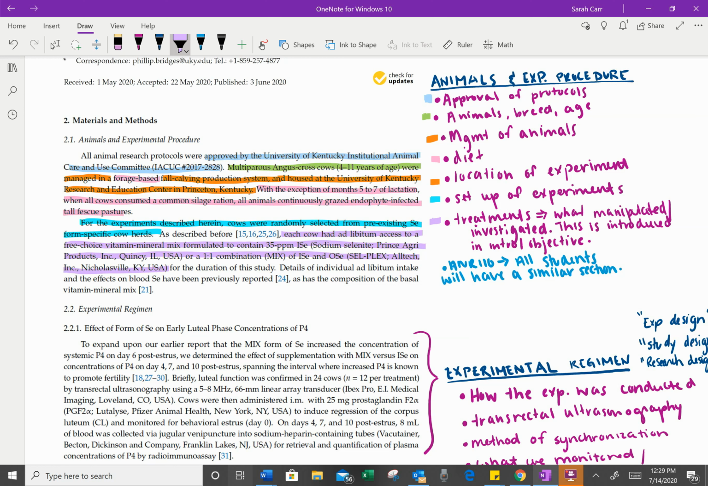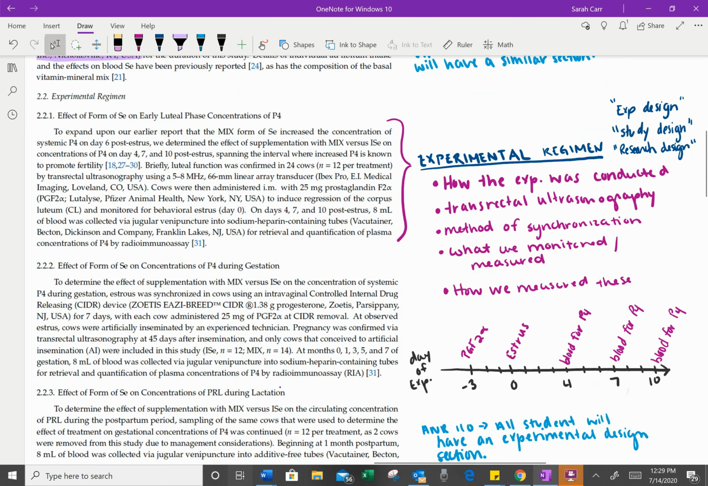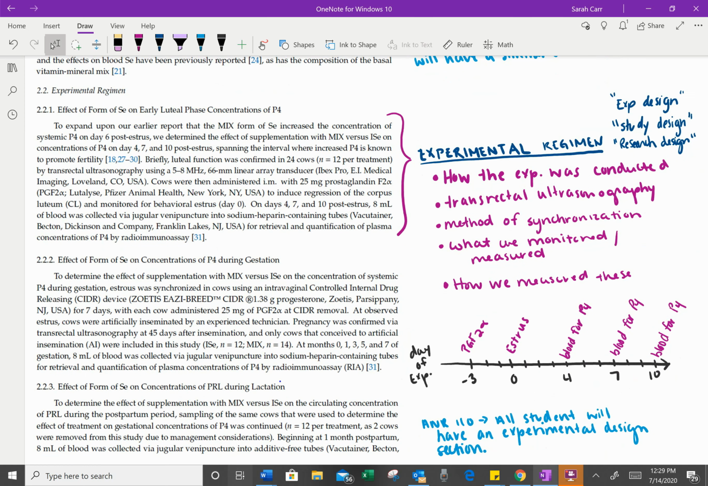It may not sound quite as technical as this, but there will be some sort of section that describes this information. Next, there's the experimental regimen. Remember, this is how it's experimented, how it was conducted. For this case, we did transrectal ultrasonography, and we talked about our synchronization methods. We discussed what we monitored or measured and how we measured these.